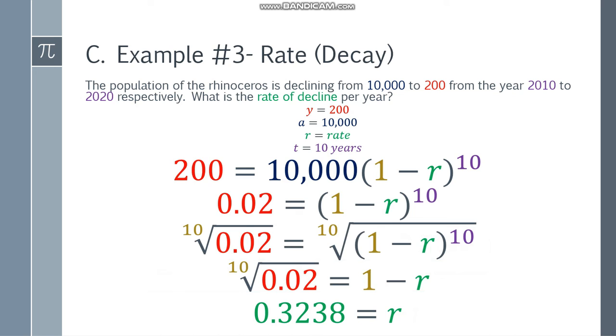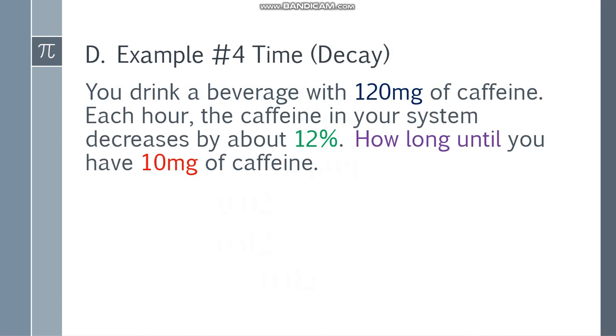Now, since we're talking about the rate, talking about percent, we just have to multiply it by 100, then add the percent sign, and you will get 32.38%. So what is the rate of decline per year of the rhinoceros or rhinos from 2010 to 2020? That will be 32.38%. Let's move on to the last example.